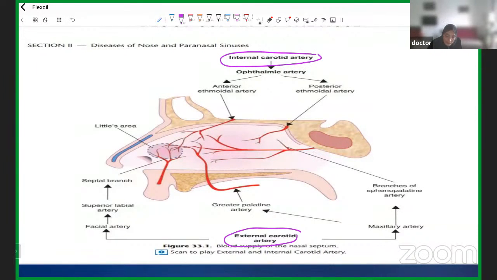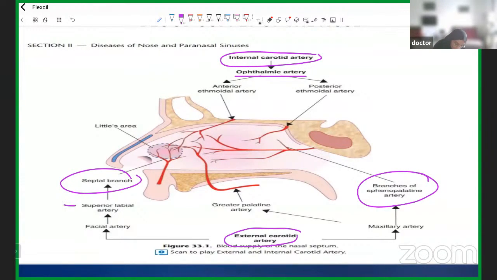Now, internal carotid artery will give off a branch called ophthalmic artery. Ophthalmic artery will divide into anterior ethmoidal artery that supplies the anterior part of the ethmoid bone, and the posterior ethmoidal artery that supplies the posterior part of the ethmoidal bone. Okay. And then external carotid artery will again divide into two. One will go behind and one will go forward. The one that goes behind is the sphenopalatine artery, and the one that goes forwards will give a septal branch. Of course, we have two branches in between, maxillary artery here, facial artery here.